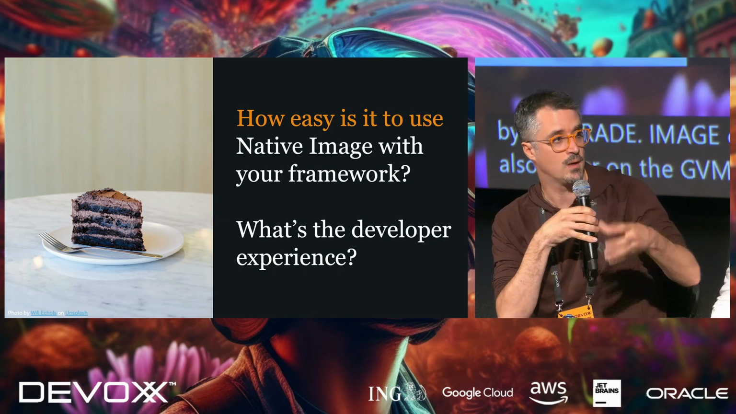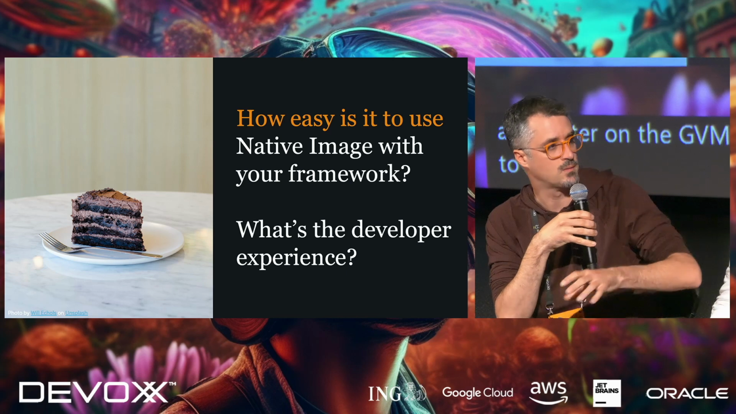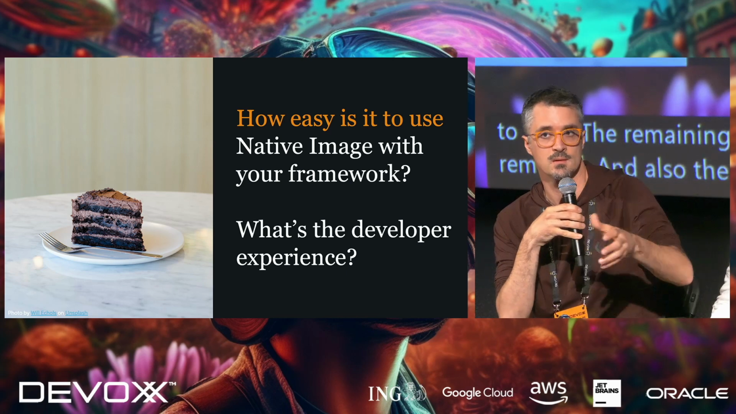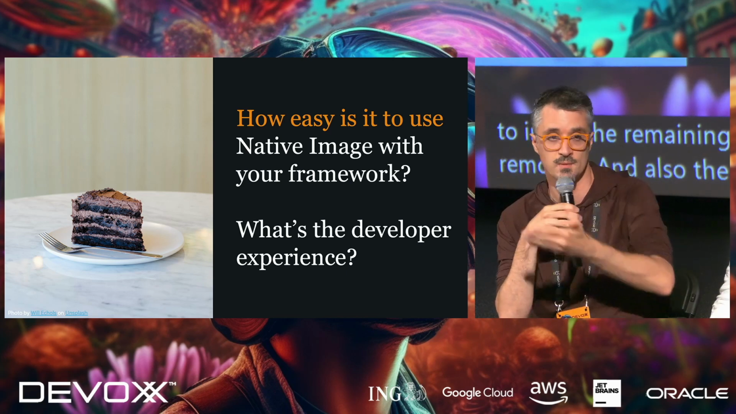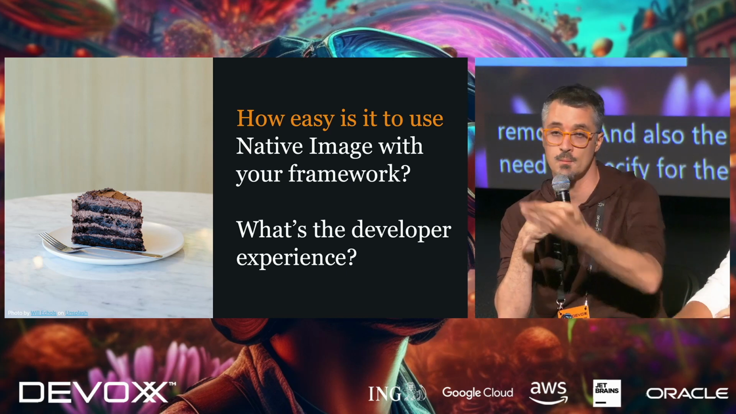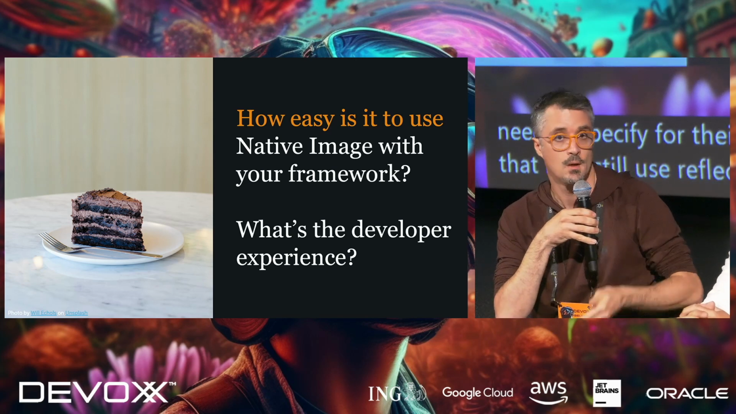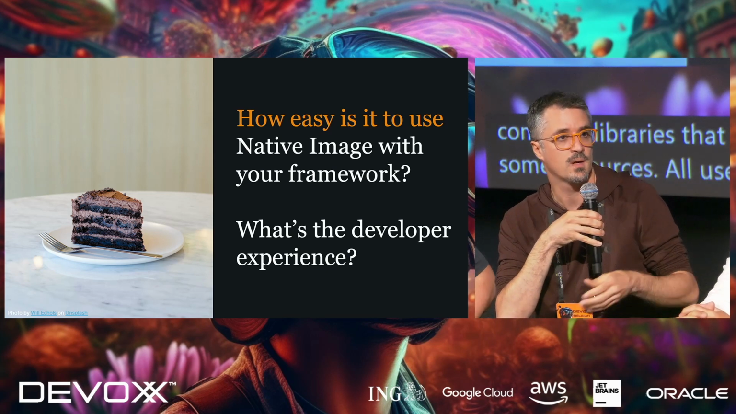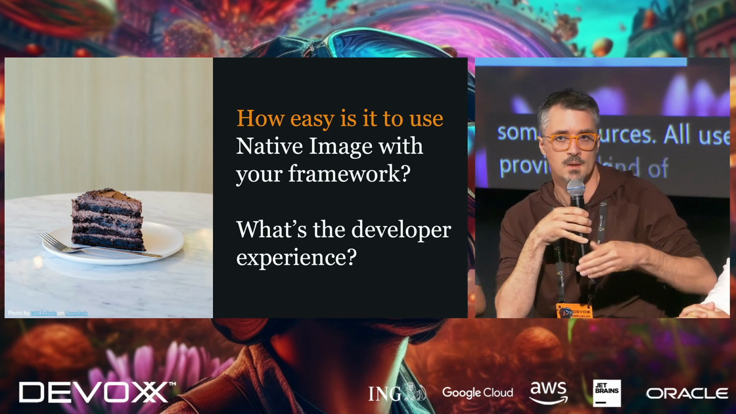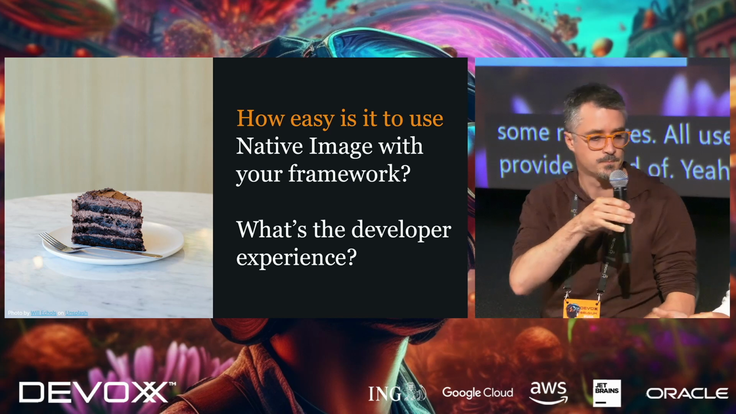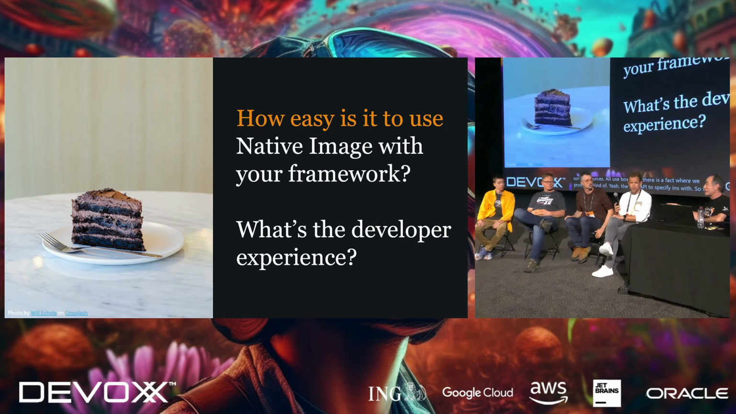And it's going to infer the remaining part of the reflection that we have not removed, and also the hints, the metadata that users need to specify for their own libraries, your company libraries that may still use reflection, need to load some resources or use proxies. So we provide a nice API to specify hints with a fluent API. So the summary is really you should use a framework with Native Image because everyone's working to make it easy, right?